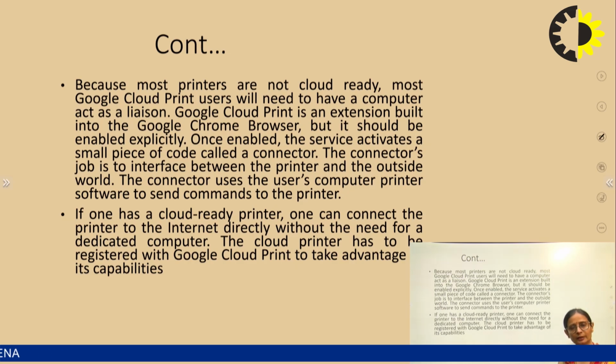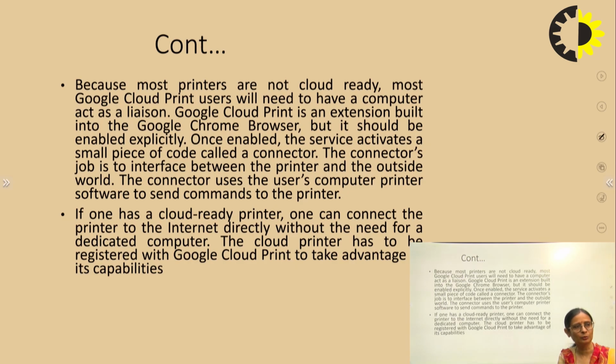Because most printers are not cloud ready, most Google Cloud Print users will need to have a computer act as a liaison. In this case, Google Cloud Print is an extension built into the Google Chrome browser, but it should be enabled explicitly. Once it is enabled, the service activates a small piece of code called a connector. The connector's job is to interface between the printer and the outside world. The connector uses the user's computer printer software to send the commands to the printer, that is, from your laptop or desktop to the printer.